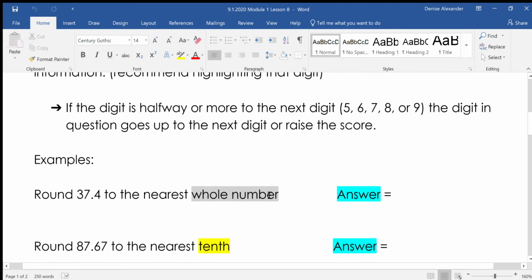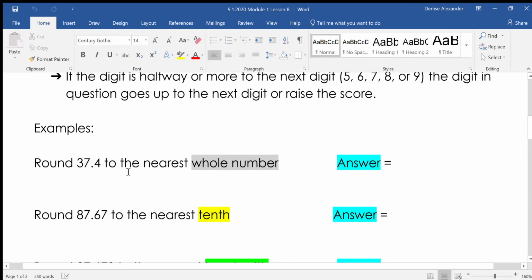So let's look at this first one. We're going to round 37 and 4/10 to the nearest whole number. If you look at it, I'm going to highlight the nearest whole number. I've made the different words different colors so you can see the difference. Because I'm looking at the 7, I'm going to write my 3 down, because that one's not being touched. I'm going to look at this 4.